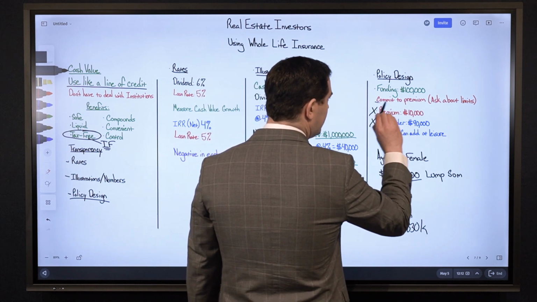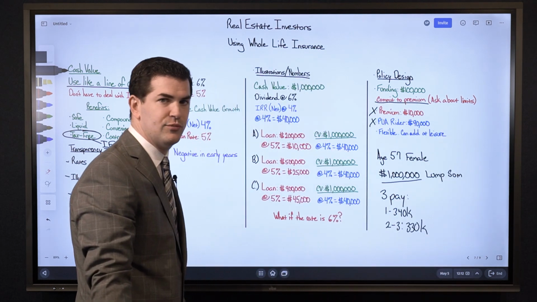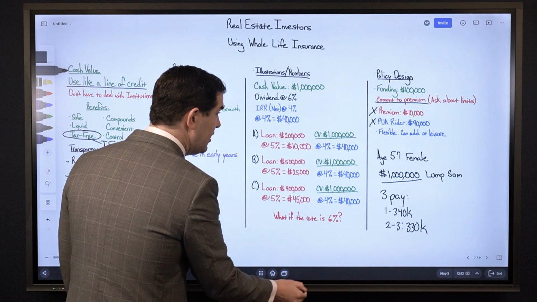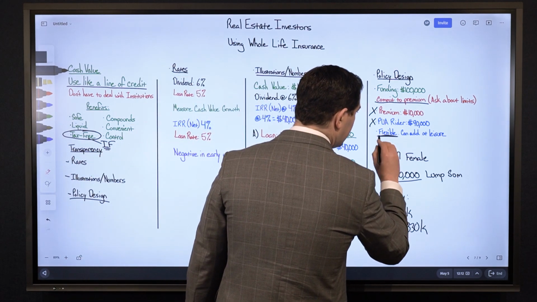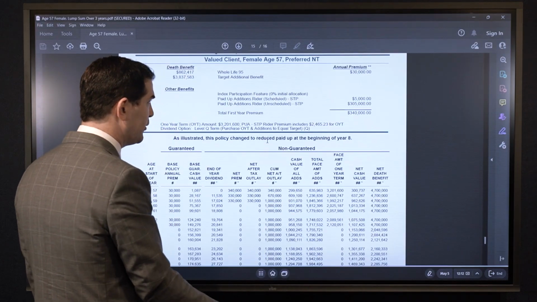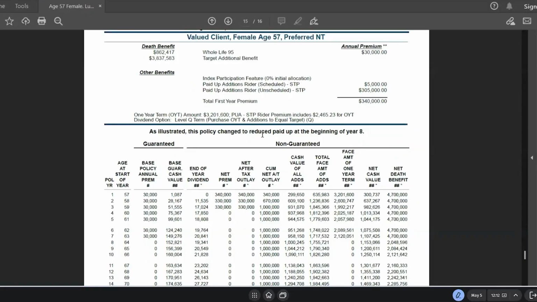What are you committed to? Premium. So I want to be able to commit to a minimum amount, then add more at my discretion. Making it flexible prevents the policy from feeling like a large bill or a burden. So in this case, of that 340, where is my money going? Up here is the premium, $30,000 even.